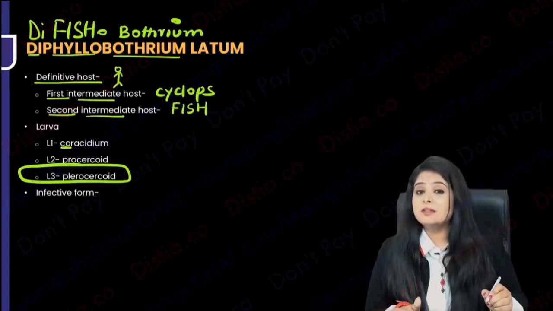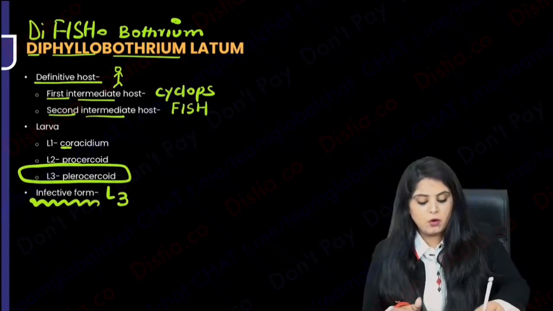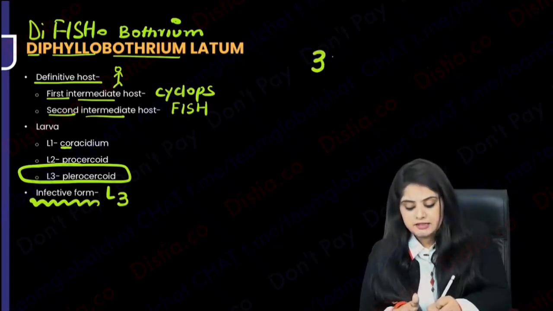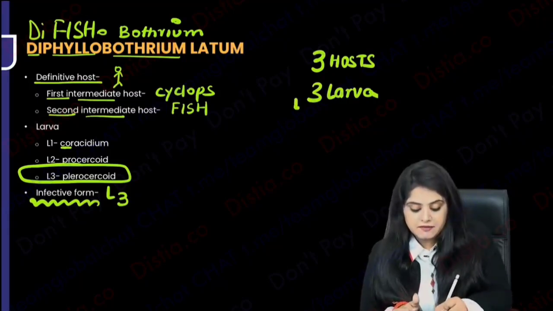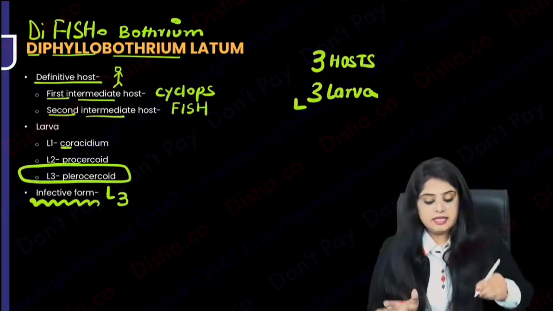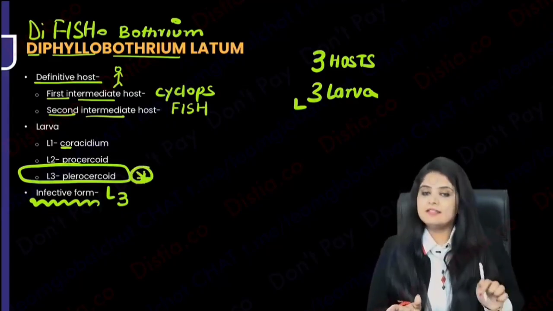Plerocercoid larva. What is it about plerocercoid larva? That is the infective form. So simple. How many hosts does it have? It has 3 hosts. How many larvae does it have? It has 3 larvae. If I put L in front of it, L3, plerocercoid larva. Please learn this name. That is the infective form.